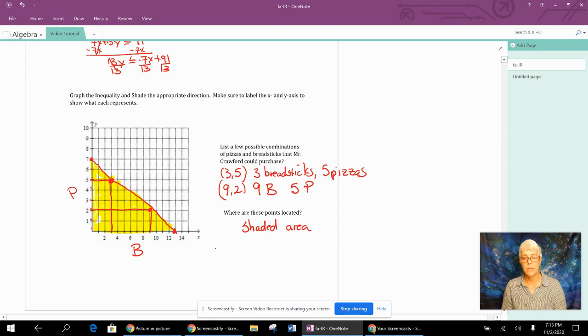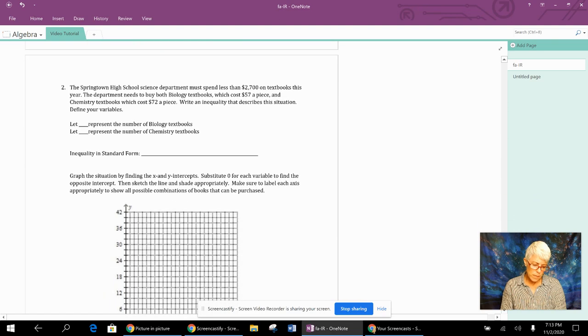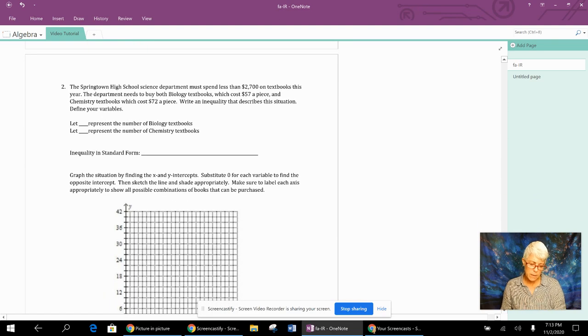Okay, that's pretty easy. Let's go to the next one. The Springtown High School department must spend less than $2,700 on textbooks this year. The department needs to buy both biology textbooks, which cost $57, and chemistry textbooks that cost $72.